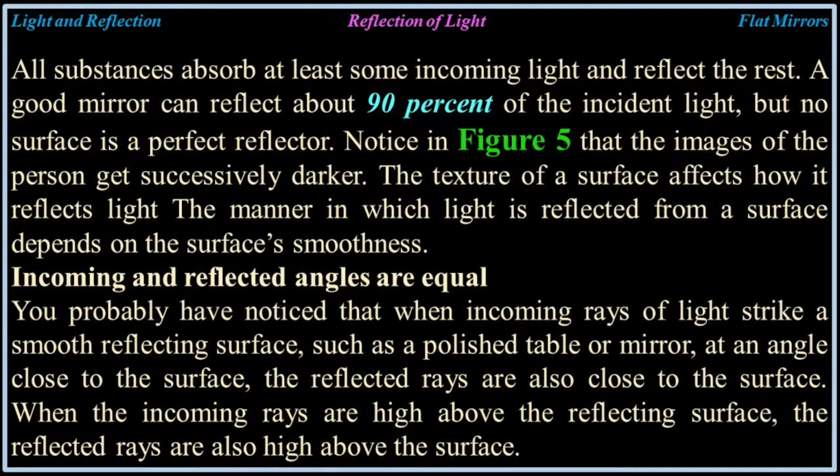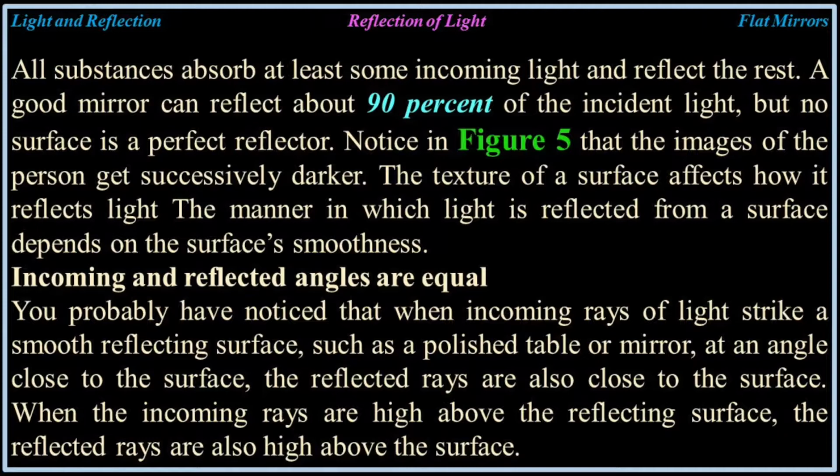All substances absorb at least some incoming light and reflect the rest. A good mirror can reflect up to 90% of the incident light, but no surface is a perfect reflector. Notice in figure 5 that the images of the person get successively darker. The texture of the surface affects how it reflects light. The manner in which light is reflected from a surface depends on the surface's smoothness.